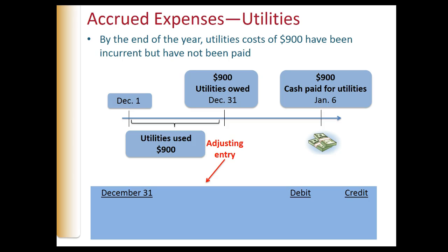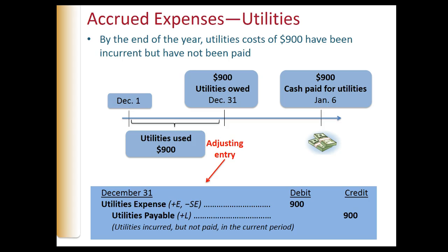The journal entry to record this accrual includes a debit to utilities expense and a credit to utilities payable of $900.